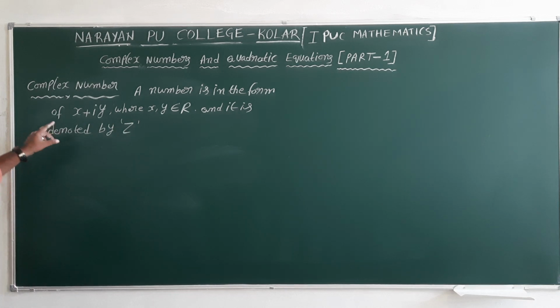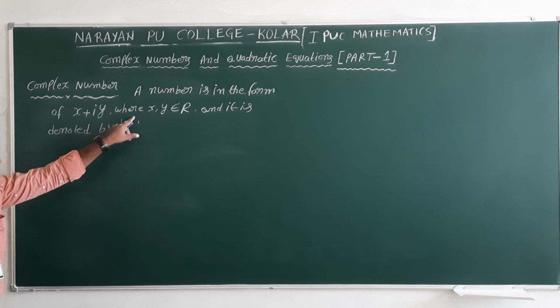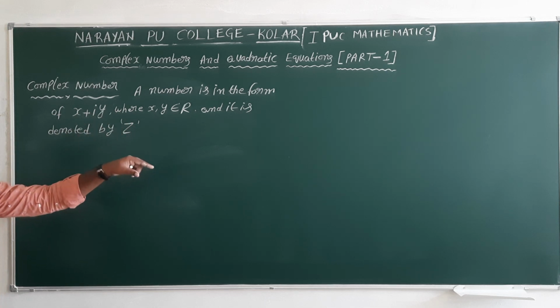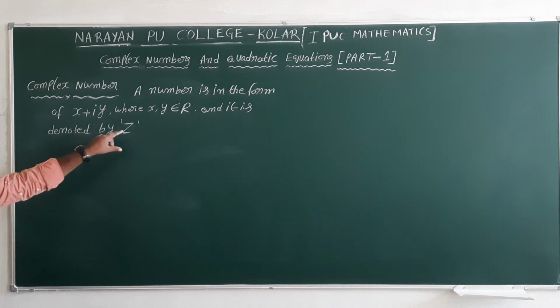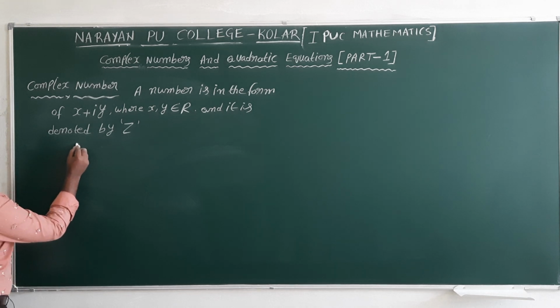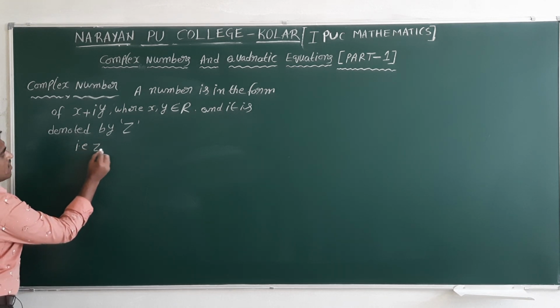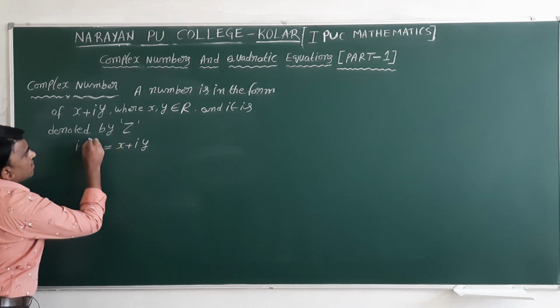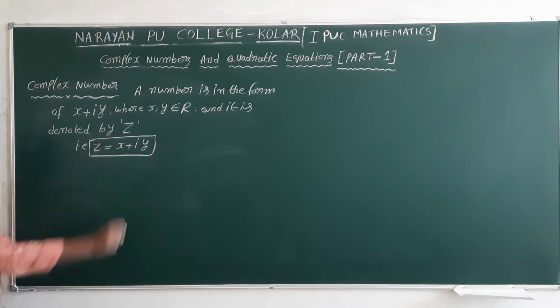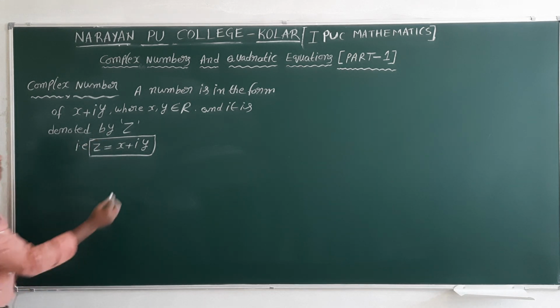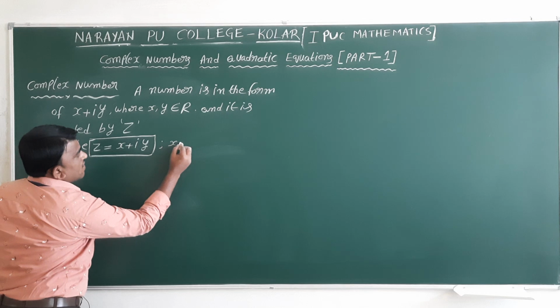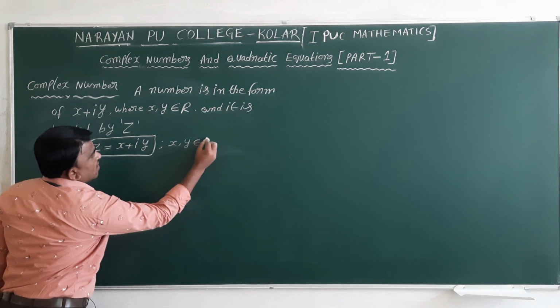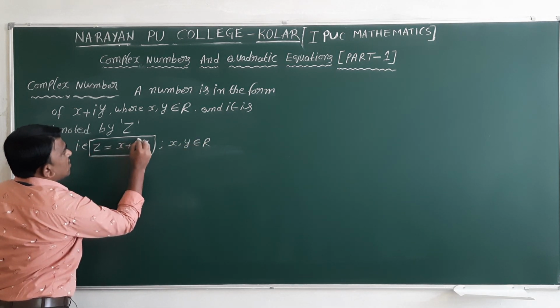So, how to define? A number is in the form of x plus iy or a plus ib or whatever it may be, c plus id, whatever it may be. Here x comma y are the real numbers and complex numbers are denoted by z. That is, finally, the general form of the complex number is z equal to x plus iy. Here x comma y belongs to R. This is i.